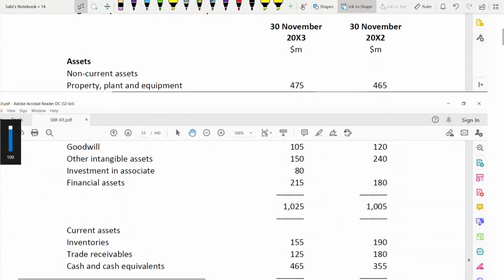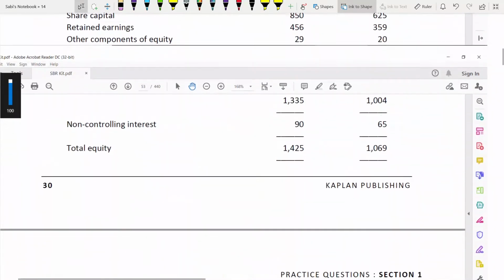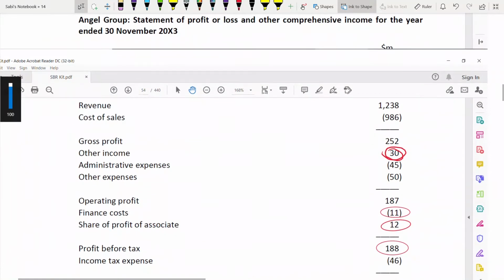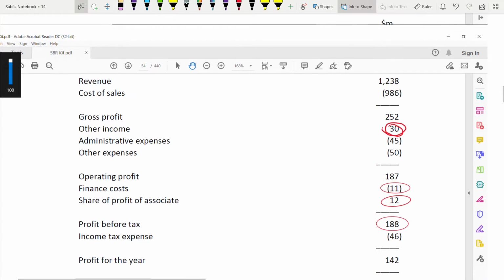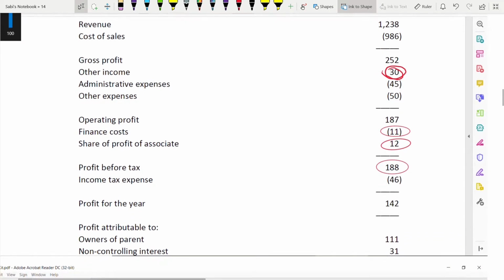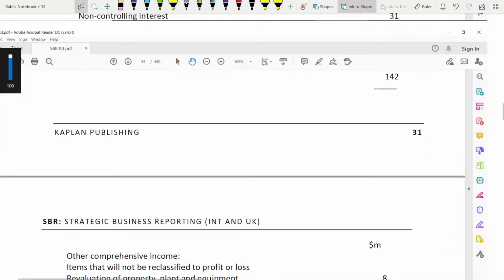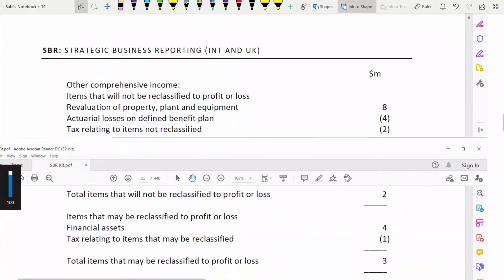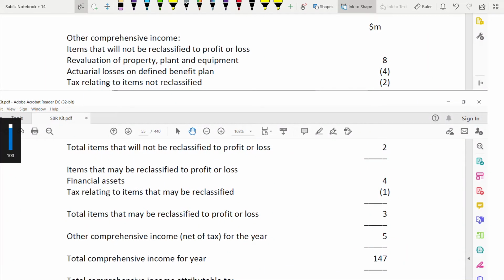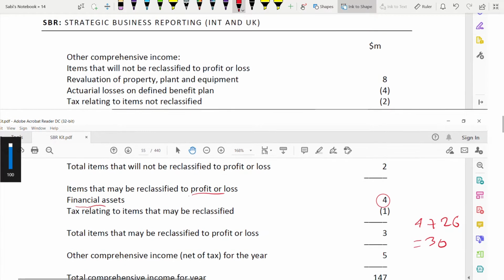So if you go through other income, it is 30. The profit is 30. If you see here, for the financial asset, items that may be reclassified to profit and loss account is 4, right? So this is 4, then it should be plus 26. That's how you are getting 30, because the total profit will be recorded there. It is 30 minus 4, that's why you are getting 26.